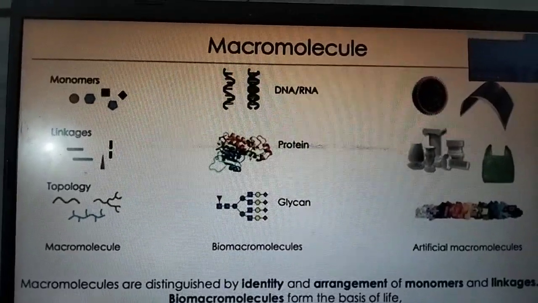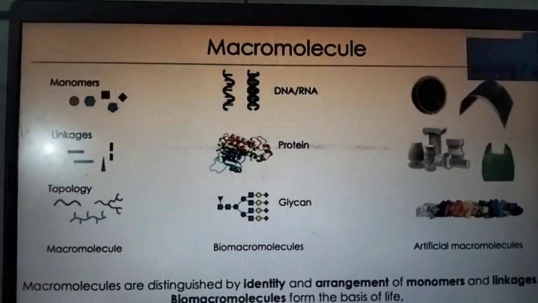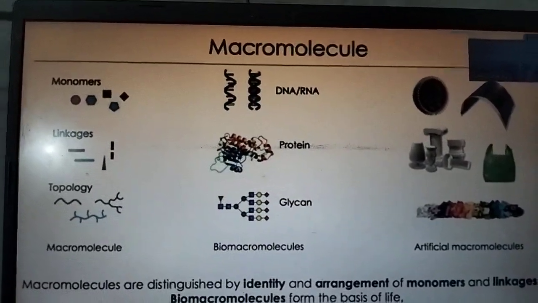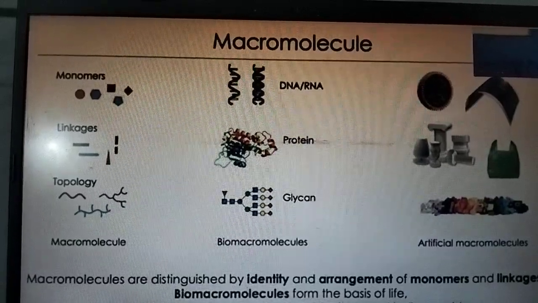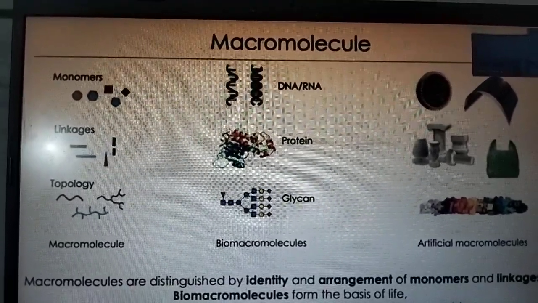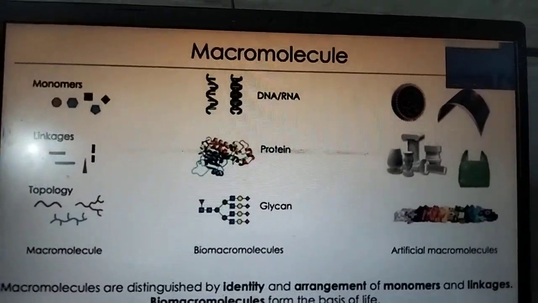Macromolecules are distinguished by the identity and arrangement of the monomers and linkages. Biomolecules form the basis of life, and artificial macromolecules are ubiquitous and indispensable. So these are the uses of macromolecules.